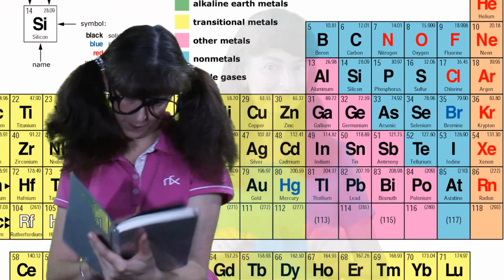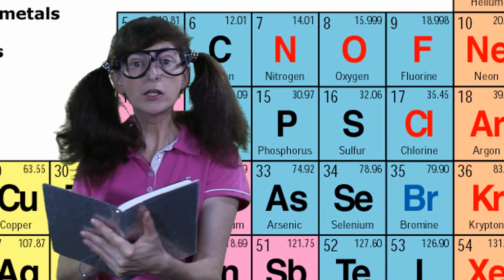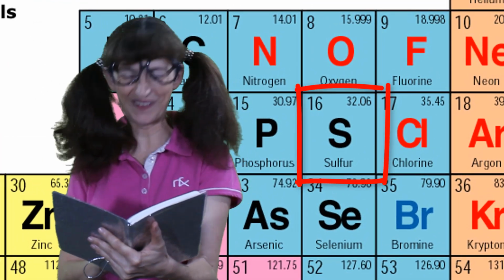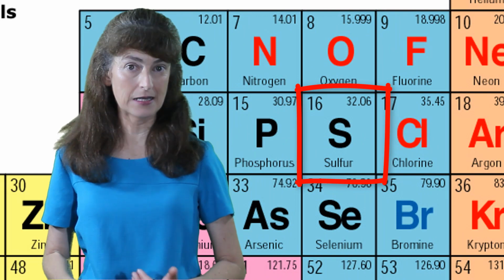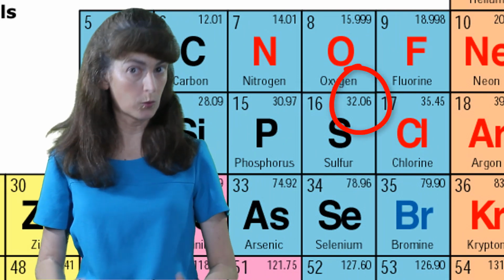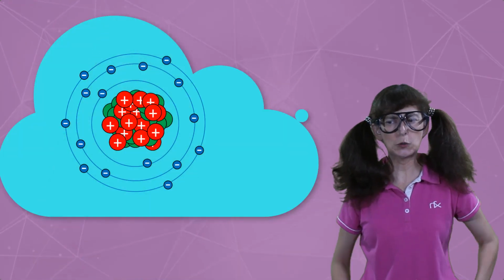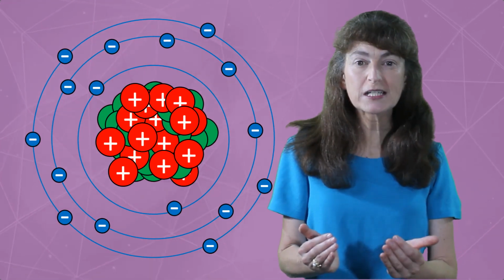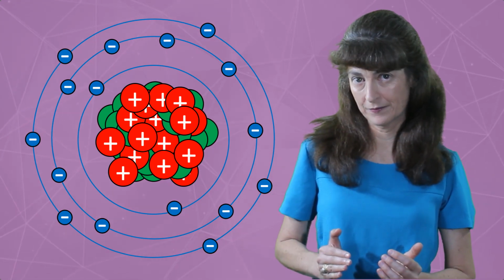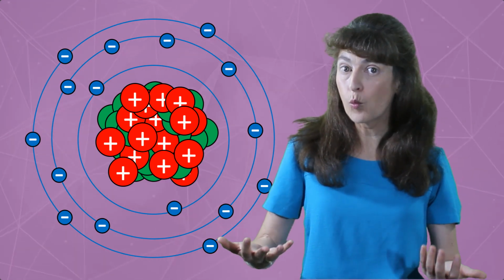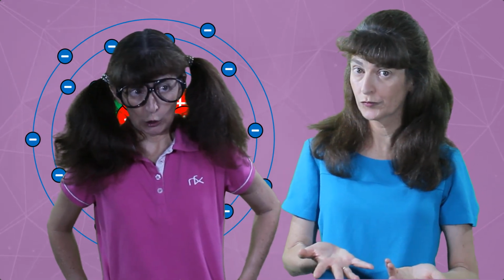Okay, how about sulfur? How does it work with sulfur? On the periodic table, we see that sulfur's mass number is 32. What does that mean? 32 nucleons. Yes. 1 atom of the most abundant sulfur isotope has 32 nucleons. So what's the mass of 1 of these atoms? 32? 32 what? 32 AMU?